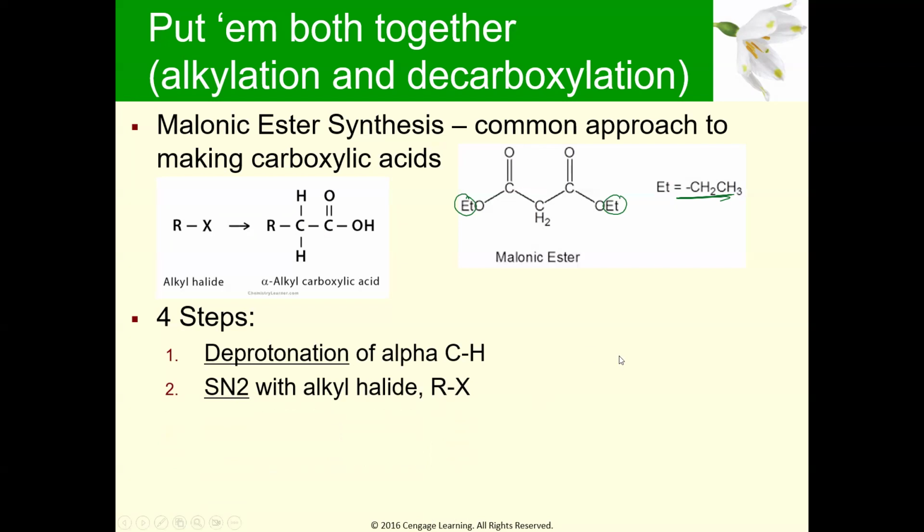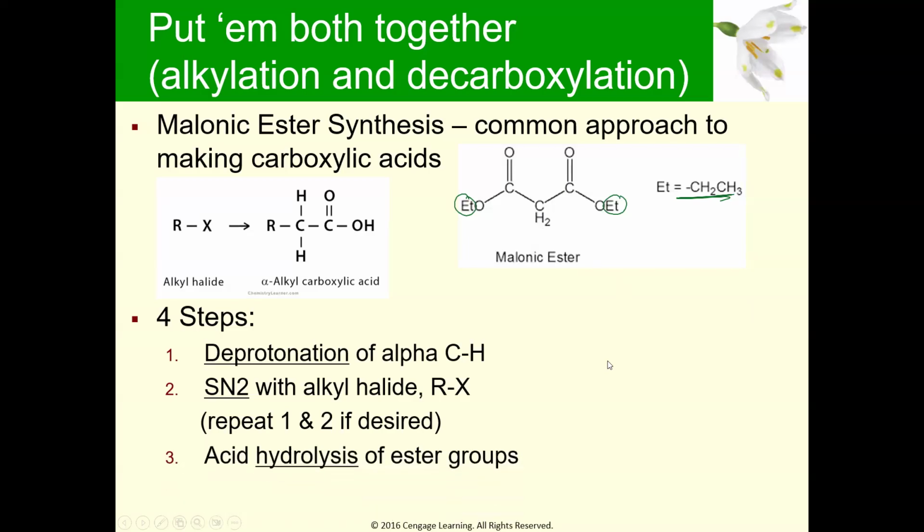Okay, and so it will undergo an SN2 reaction with the alkyl halide. And then you can actually do this twice. Because if there's two acidic hydrogens here, we can remove both of those with a strong base, and therefore exploit that to really make a specialized carboxylic acid if we want.